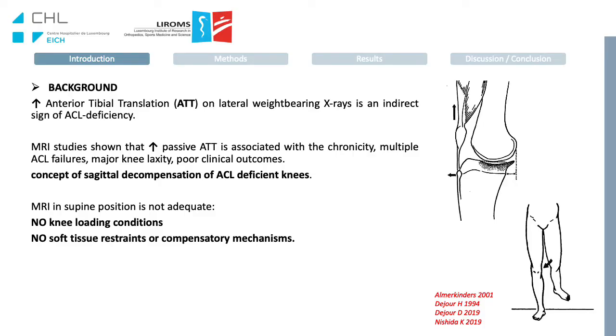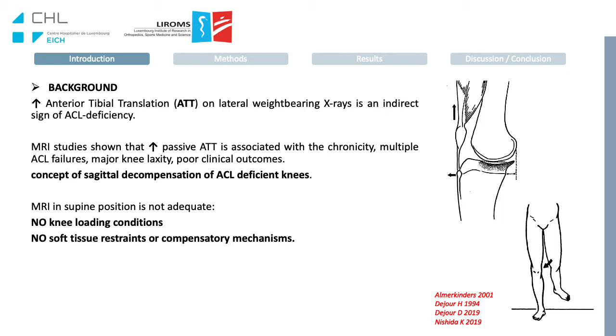The background of this study is that anterior tibial translation was recognized a long time ago by de Jure as an indirect sign of ACL deficiency. MRI studies were conducted in recent years that correlated anterior tibial translation with the chronicity of the ACL deficiency, with multiple ACL failure, major knee laxities, and poor clinical outcomes in the long term. So therefore, the concept of sagittal decompensation of the ACL deficient knees started to come out.